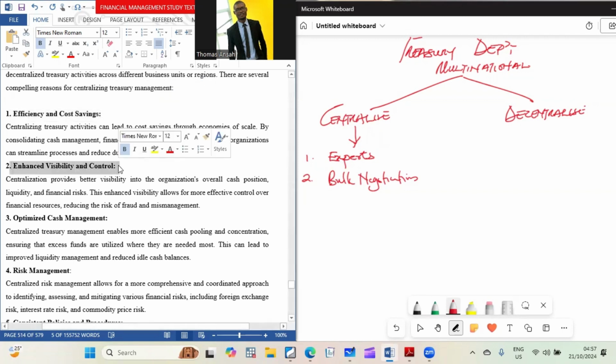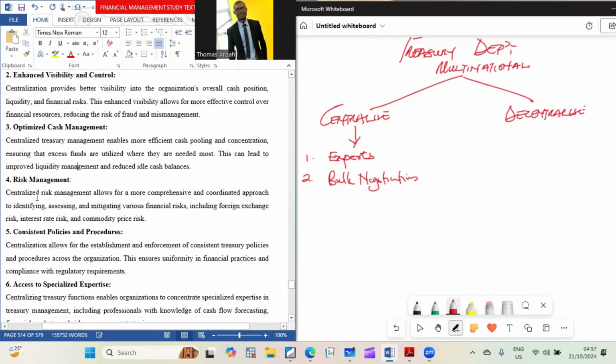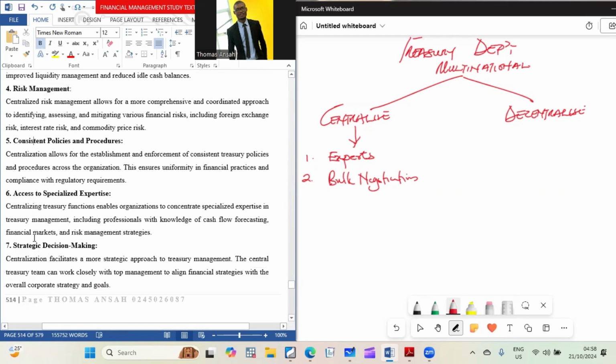At the head office, you know that things are well under control, because if it is done at the branch, people have to descend down to even come and do internal audits. All right. So you see enhanced visibility and control also there. Of course, you can optimize cash management. It's more efficient doing something when there is a pool system than when it is separated as individual. I mean, it is said united we stand strong, right? So that is it. Risk management. When you look at the central aspect, you will see that there is a more comprehensive and coordinated approach to identifying and mitigating all forms of risk, either finance risk, which includes foreign exchange. Okay. So those are the things: consistent policy, procedures, access to specialized expertise.